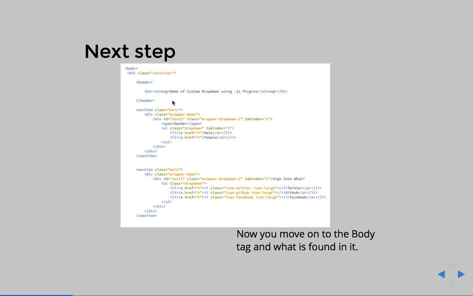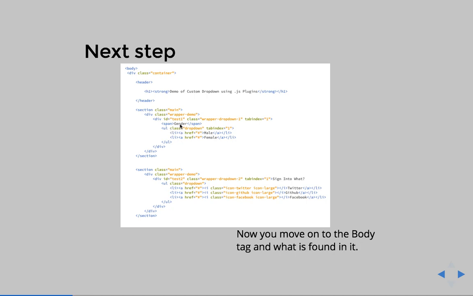This section right here with the class of main, the div class of wrapper demo, and the div ID of test1, and wrapper dropdown-1. You have a span in here. Now you technically don't need the span, but you can. The places I was looking at and researched this on, some of them had it, some of them didn't. But you got your class of dropdown, which that's a necessity.